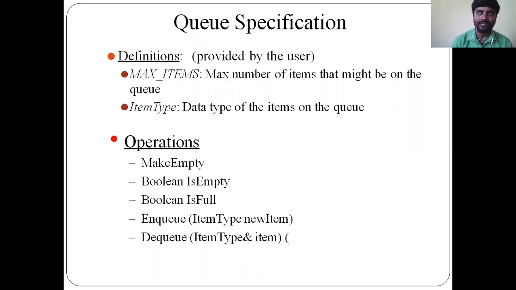Previously in the stack we studied push and pop, but in the queue we study NQ and DQ. NQ takes an item type, new item, same as push, and DQ returns an item type, like a pop. So it is the same thing; only the names change to NQ and DQ. How do NQ and DQ work in queue performance?